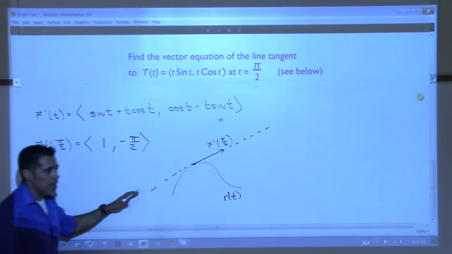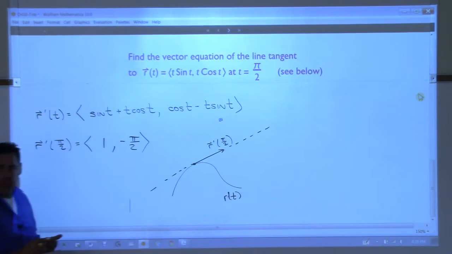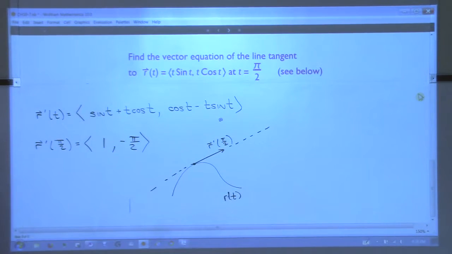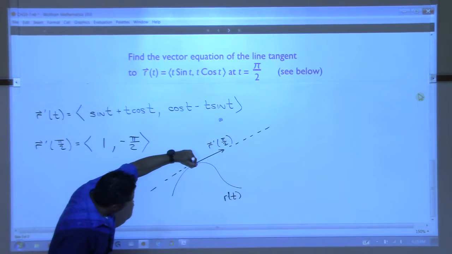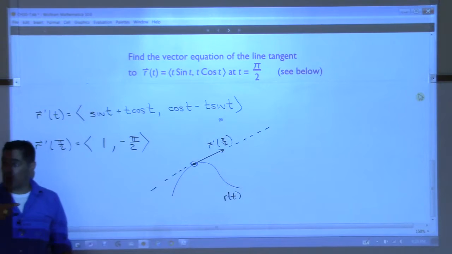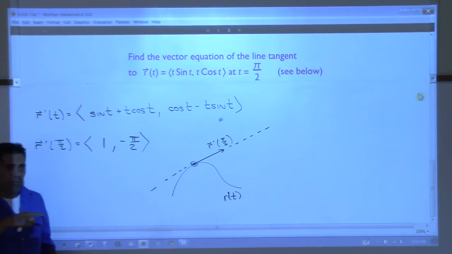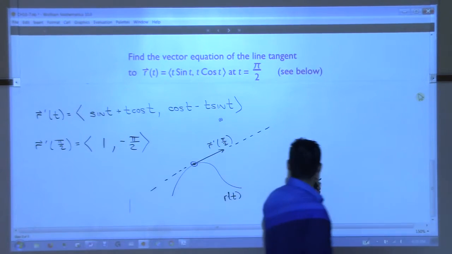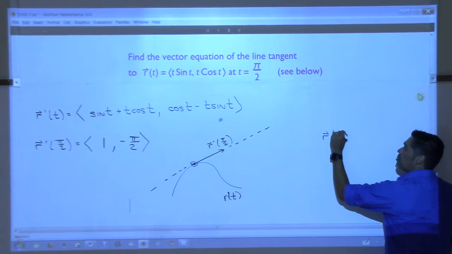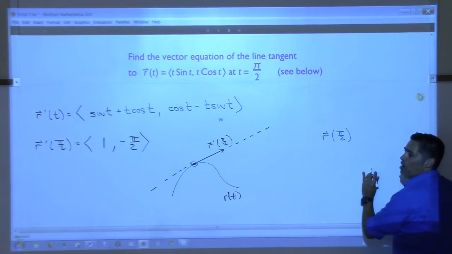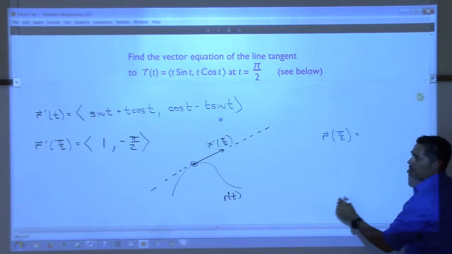We're trying to find the vector equation of this line, which means we need two things, right? We need a point that we're going to start at and a direction vector. What point are we going to start at? That's this point right here, right? But that lives on the original curve. So what do we need to compute to find that? Plug in pi over 2 into the original, right? So what is r of pi over 2? That will give us this point.